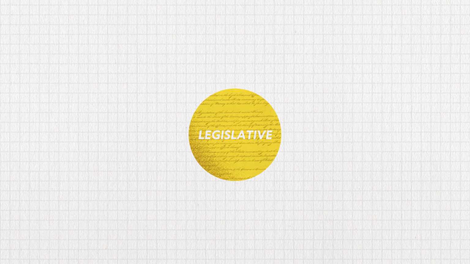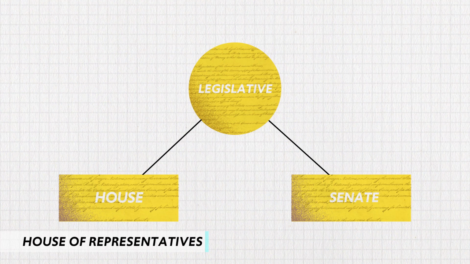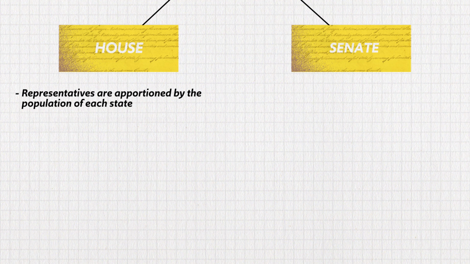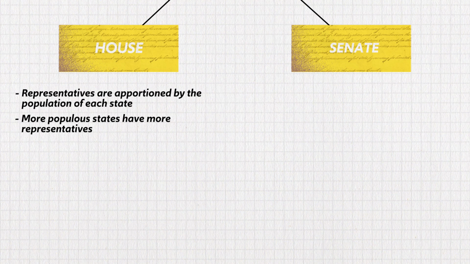Anyway, Congress is made up of two houses, and the first is the House of Representatives. In this house, representatives are apportioned by the population of each state. More populous states have more representatives, and vice versa. Now, representatives in the House are more closely tied to the people whom they represent for two reasons. First, they only serve 2-year terms, and that means that they better listen to the people who elected them because in 2 years they have to go right on back and ask them for another term.